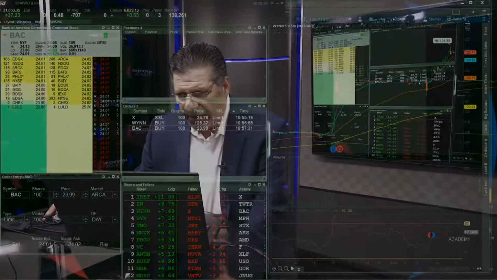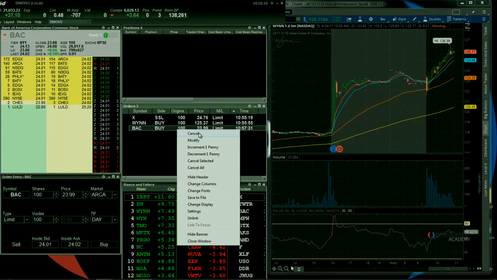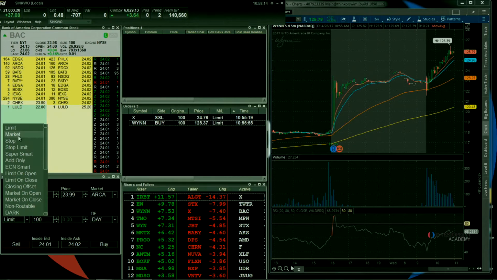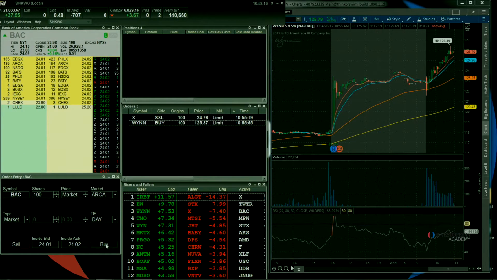Let's say we didn't want to be patient, and I just want to buy this stock or I want to short this stock. That's when we use a market order. So let's cancel our limit order. Let's go, and right here where it says limit, we're going to change it to market. And I'm just going to buy the stock. Boom. I just bought the stock.